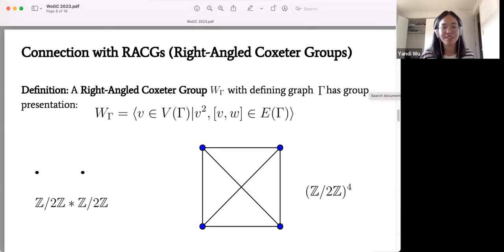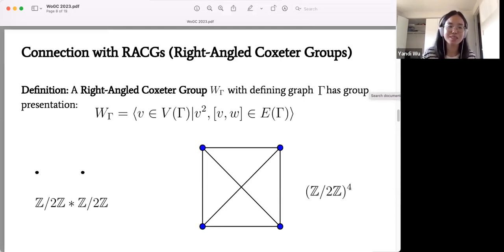A right angle Coxeter group is very widely studied in geometric group theory. It's a group with really nice properties, but it's defined using a simplicial graph. And the graph gives you this group presentation. All of the generators in the right angle Coxeter group are vertices in your graph. The vertices have order 2, so every generator has order 2. And also there's a relation between two generators if there's an edge between them in the graph. In particular, they commute if there's an edge between them.